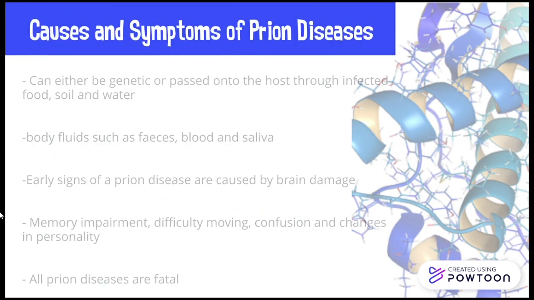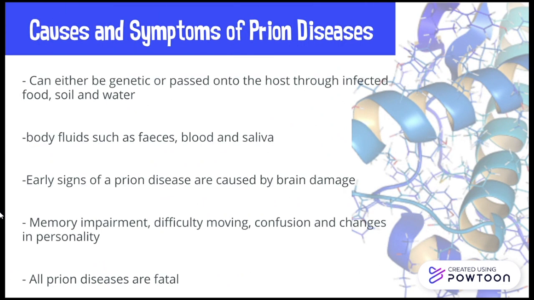Prion diseases can either be genetic or passed on to the host through infected food, soil, or water. Direct contact with another infected host also spreads the disease by sharing body fluids such as feces, blood, or saliva. Due to the groups of abnormally folded proteins in the brain tissue, the early signs of a prion disease are caused by brain damage. Signs of this damage are usually memory impairment, difficulty moving, confusion, and changes in personality. This brain damage eventually becomes extensive over time and is the reason all prion diseases are fatal. Prion diseases still aren't fully understood, and there are no current cures for infected humans or animals.